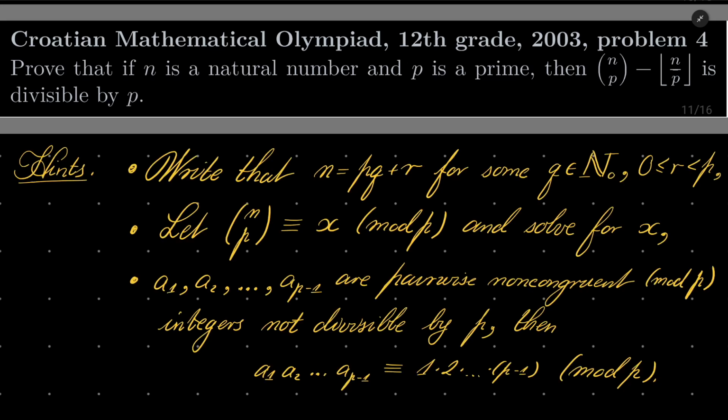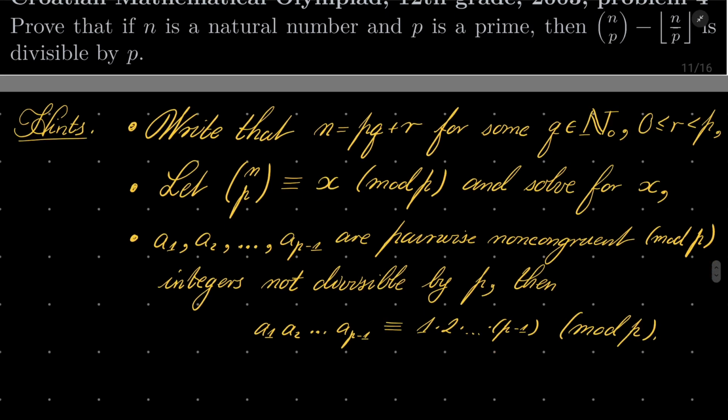First, write that n equals pq plus r for some natural number q, where r is the remainder upon division by p, so it's between 0 and p minus 1. Let n choose p be congruent to x modulo p, and try to solve for x. And finally, the crucial observation is that if we have p minus 1 integers which are pairwise non-congruent modulo p, in other words, p does not divide the difference of any two of them, and none of them is divisible by p, then their product is congruent to 1 times 2 times up to p minus 1. So we have just p minus 1 different remainders, arranged in different order.